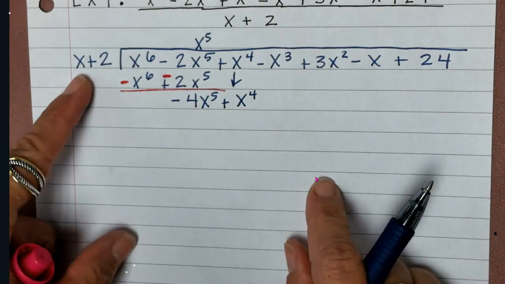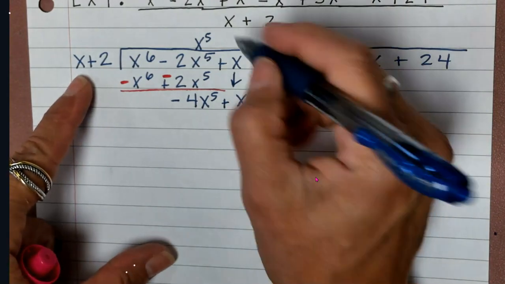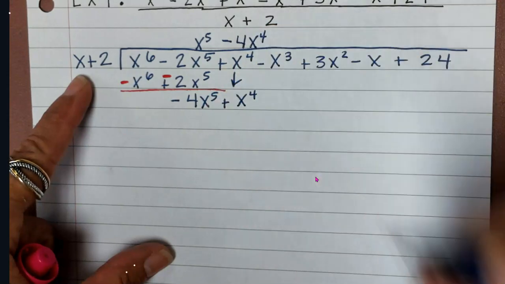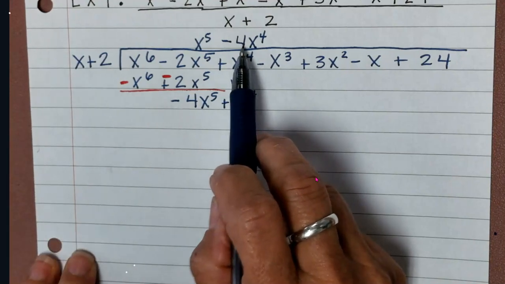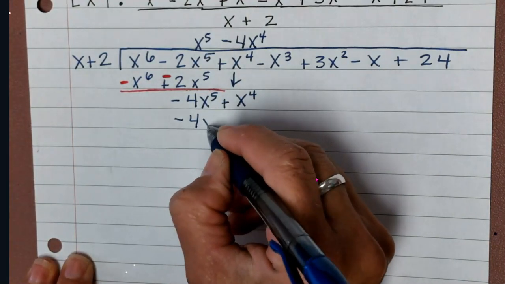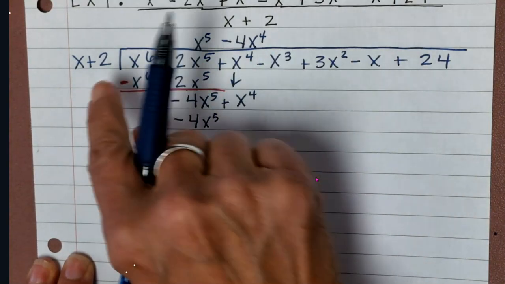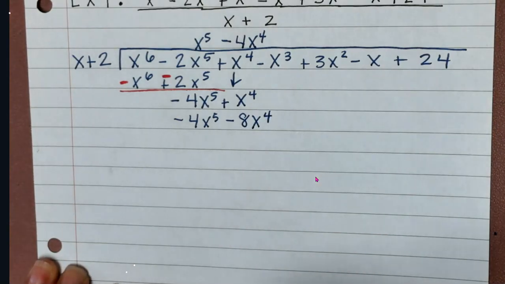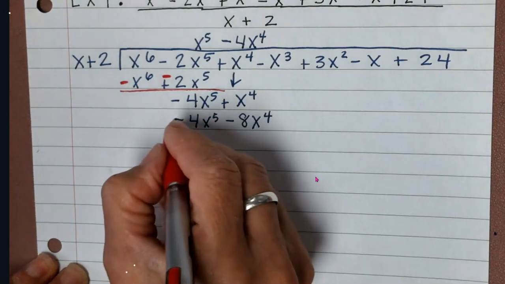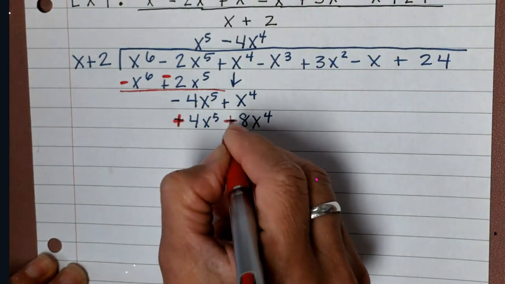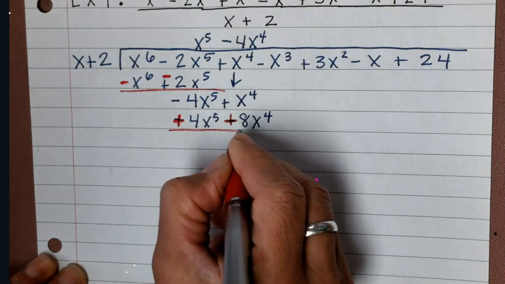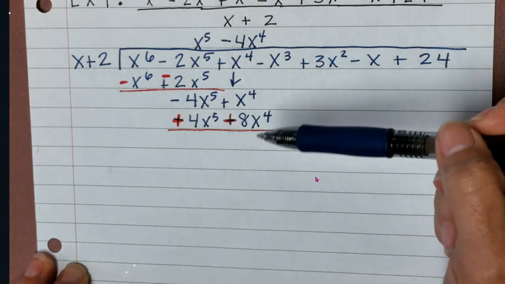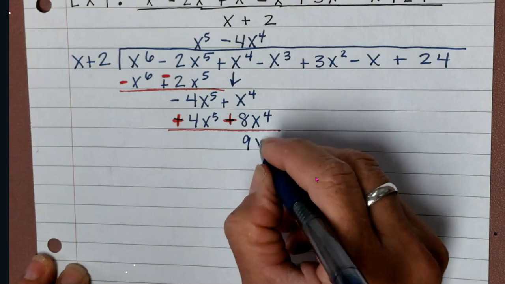Okay, I want to make that x look like negative 4x to the fifth. So I'm going to multiply by negative 4x to the 4. I'm going to multiply negative 4x to the fourth times x, negative 4x to the fifth. Negative 4x to the fourth times a positive 2 is a negative 8x to the fourth. Red pen time. Got my little zero pair right here. x to the fourth and 8x to the fourth is 9x to the fourth.